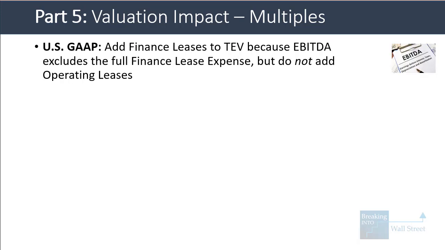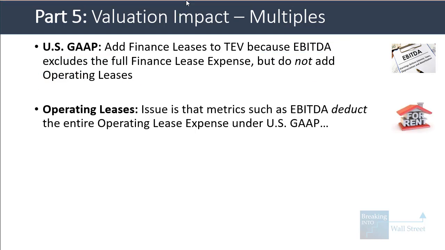And they're often grouped together for companies under IFRS. Under US GAAP, you can add finance leases to enterprise value because EBITDA works the same way it does under IFRS for the finance leases. It excludes the full finance lease expense. But you don't want to add the operating leases here. And the reason is that under US GAAP, metrics like EBITDA deduct the entire operating lease expense.